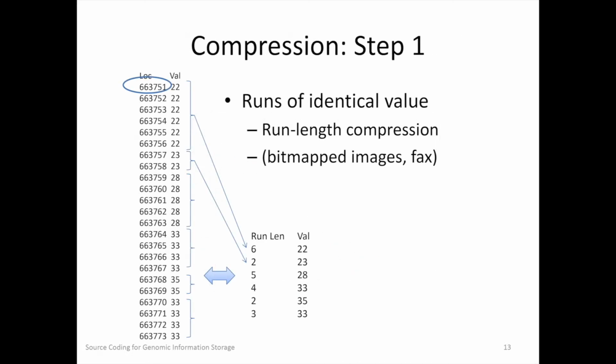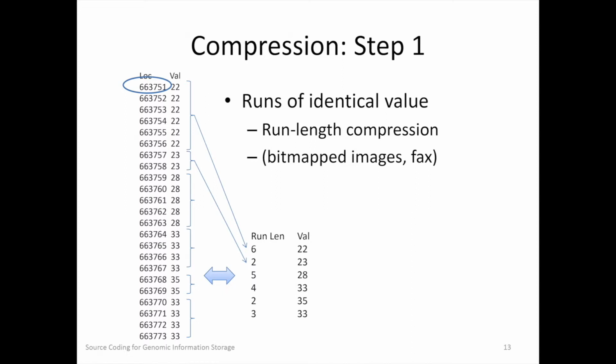If we look more closely at this sequence, you can see that there are actually runs with identical expression values. As a result, we decide to first use a run-length compression scheme. If I look at the first run, I will record a run length of 6 and then the expression value of 22. For the second run, I will record a run length of 2 and a value of 23, and so on. Now, suppose that I know the first location value, and I have the run-length sequence and the value sequence, I can recover the original sequence. So this step is lossless.